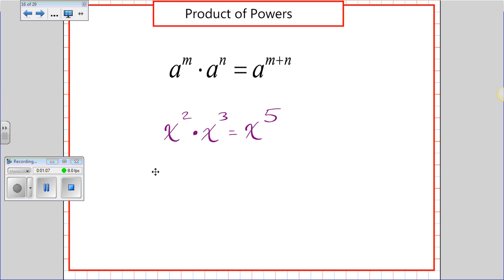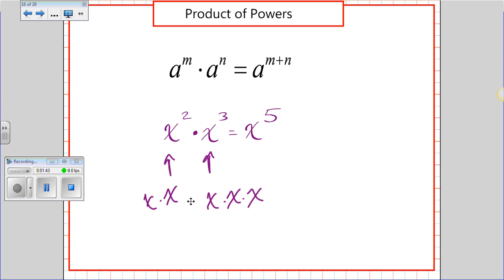All right, so the first property is called the product of powers rule. And it's what you do when you multiply the same base together with 2 different exponents. What's really important here is that the bases have to be the same. So this works with x and x, but it wouldn't work if I did x times y. The reason that this works is that x squared really means x times x. X cubed really means x times x times x.